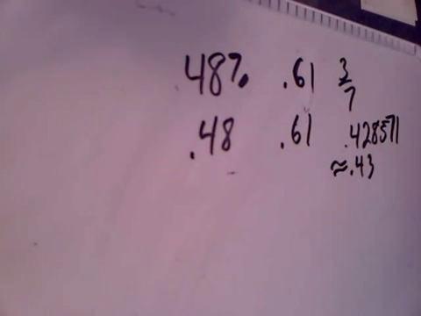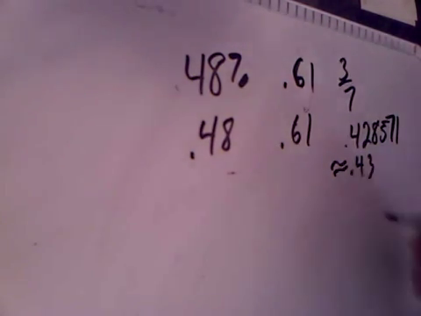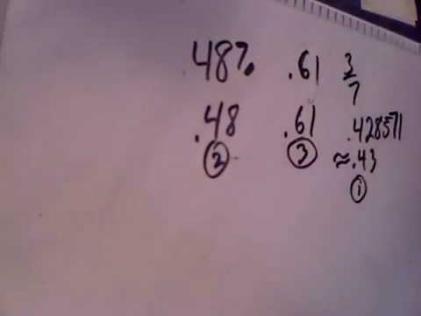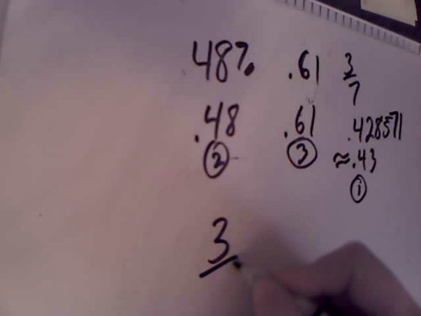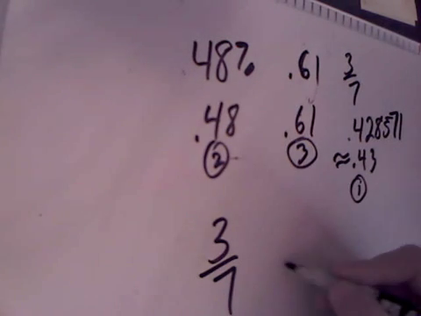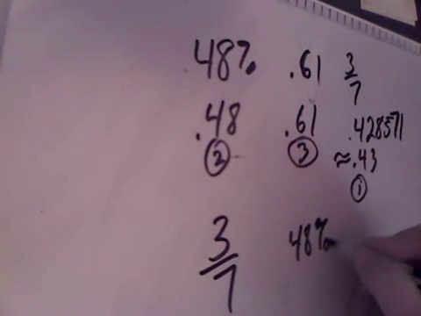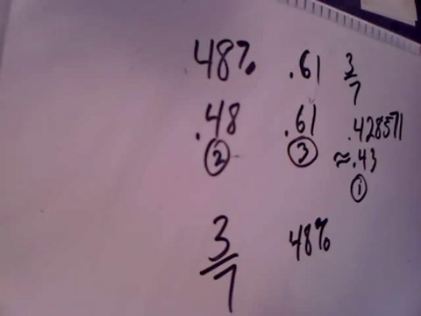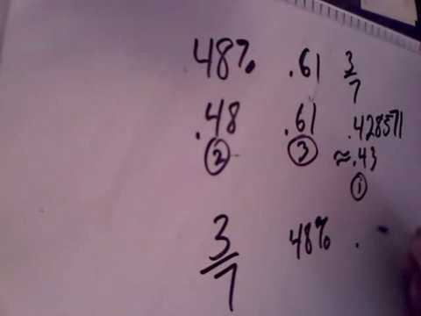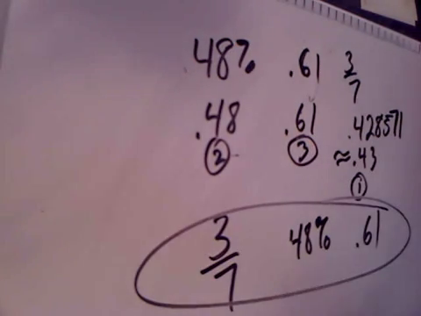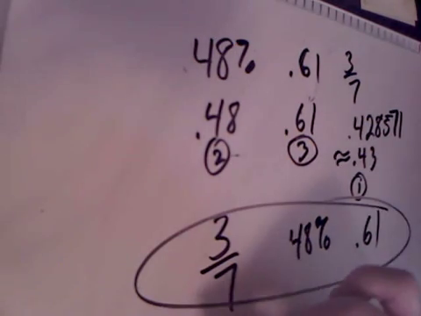Now, what I need to do is put these in order. Well, I know that this is going to be the smallest, the second, and then the third. But remember, I have to put these back in the order they were given to me. So first I'm going to say 3/7, and then is going to come 0.48. Nope, not 0.48, it has to be 48%. Be careful, it's easy to fall into a trap there. And the biggest number is going to be 0.61. And there are my numbers that have been put into ascending order, which is from smallest to biggest.